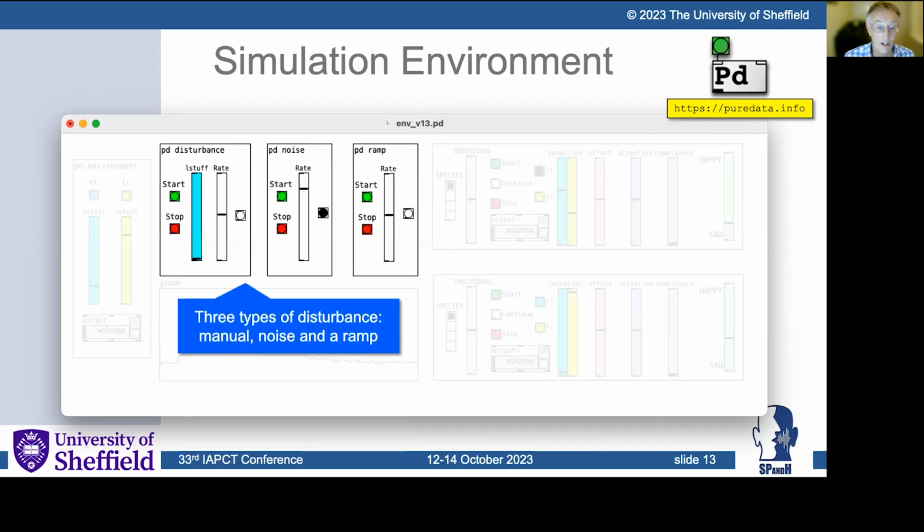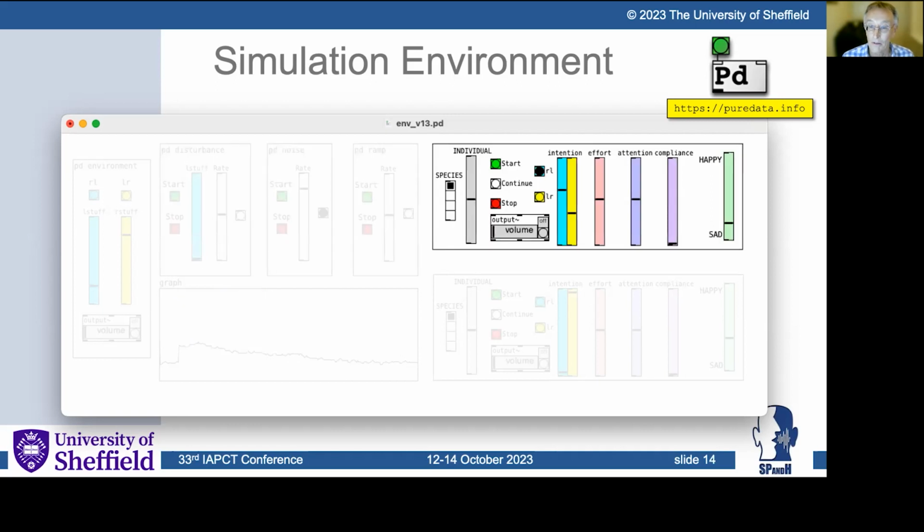Here we've got three different types of potential disturbance, which can be switched on or off. There's a manual disturbance, which means that if you vary that blue slider manually, you can intervene like God, if you like, in the environment and change where the stuff is. There's a noise disturbance, which has a rate slider there, so you can control the amount of noise that's disturbing the environment. And there's a ramp. All will become clear in a minute when you see this working.